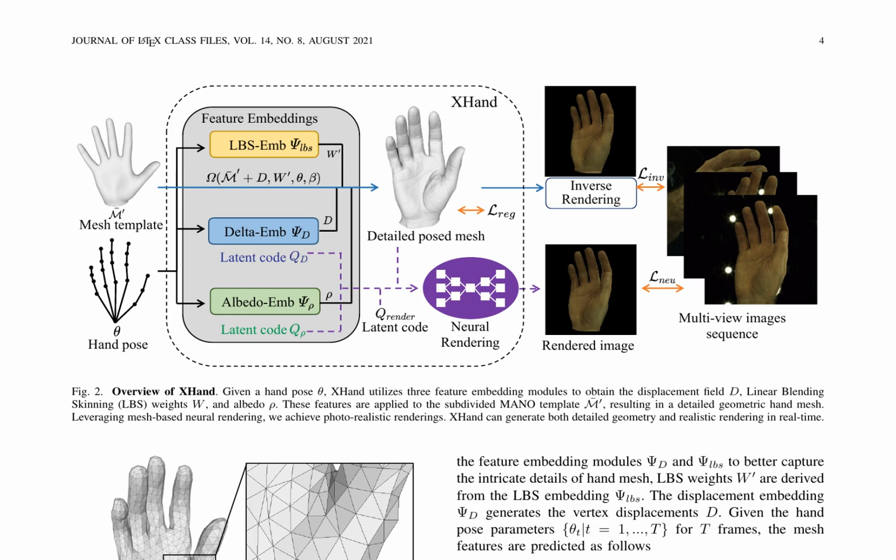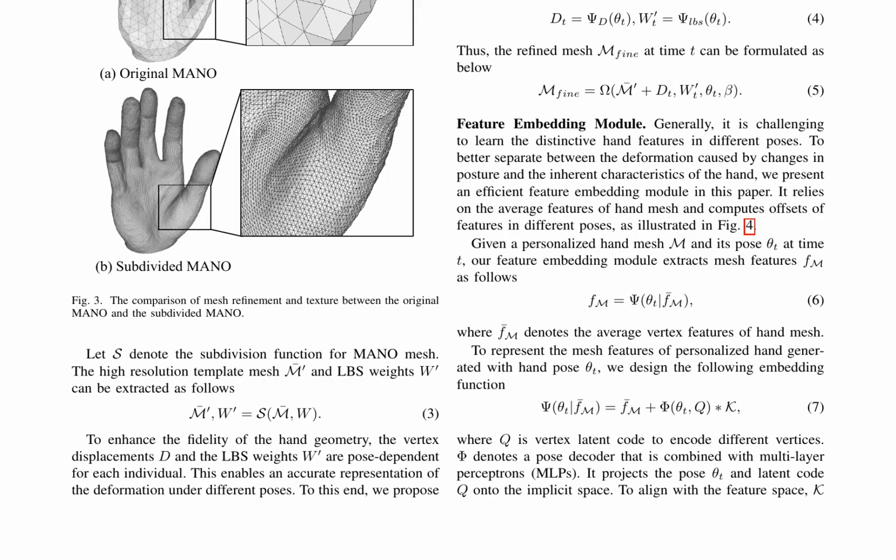The feature embedding modules, Ψ_D and Ψ_LBS, are designed to capture the intricate details of hand mesh and LBS weights. These modules rely on the average features of hand mesh and compute offsets of features in different poses. The feature embedding module extracts mesh features F_m as a function of the pose θ_t and the average vertex features of hand mesh F̄_m. The embedding function ψ(θ_t, F̄_m) combines a pose decoder with multilayer perceptrons, MLPs, to project the pose θ_t and latent code Q onto the implicit space.